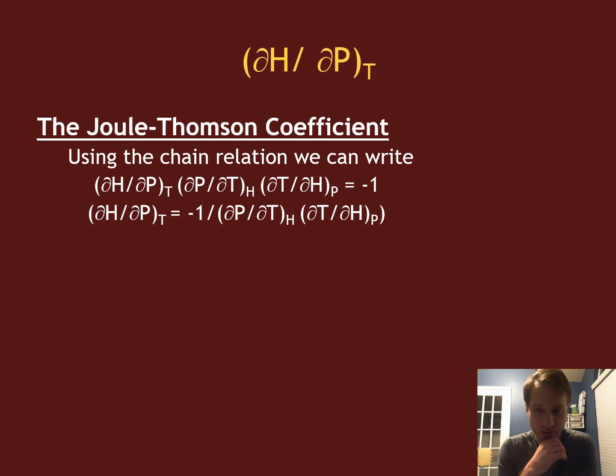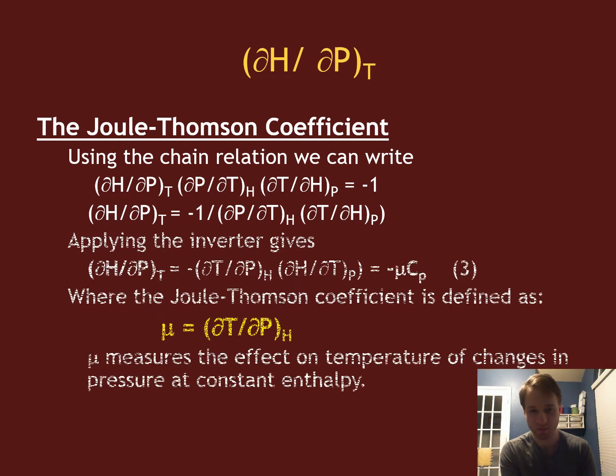We'll first use the chain rule to note the fact that -1 is equal to del H del P at constant temperature times del P del T at constant enthalpy times del T del H at constant pressure. This chain rule applies for any state function, any exact differential. Partial derivatives work in this way, and rearranging it tells us that del H del P at constant temperature is related to -1 over del P del T at constant enthalpy times del T del H at constant pressure.